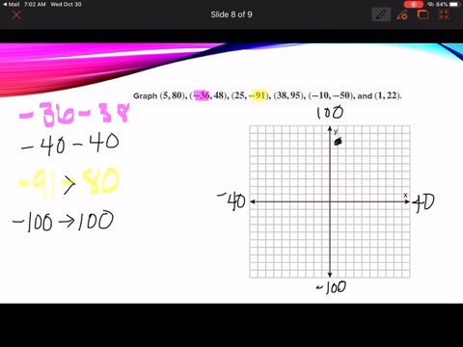So negative 36 is going to be over here. And we're going to go up to 48, which is about halfway. Then we're going to have 25, negative 91. And 38, 95. Negative 10, negative 50. That's halfway in between. And then 1 and 22. And that's what it's going to look like.